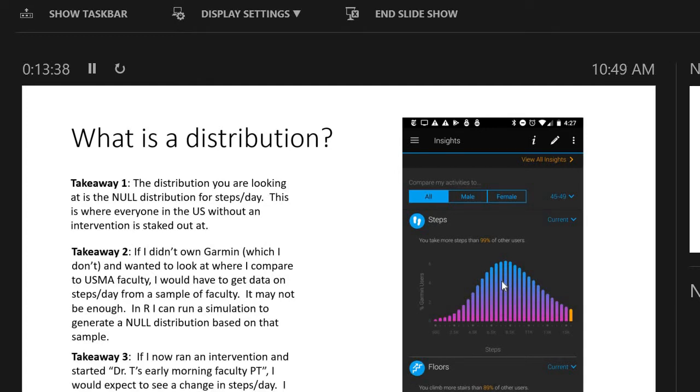The third takeaway is, let's say I started a morning faculty run to rival the Commandant's PT. I got Dr. T's PT. I would expect to see a change in steps per day. I'd expect it. That's my alternative hypothesis, right? The null hypothesis is that Dr. T ran everybody up Washington Road and nothing changed. That's the null hypothesis. The alternative hypothesis is now I have faculty running and their steps per day should change, they should be different than the standard at West Point.